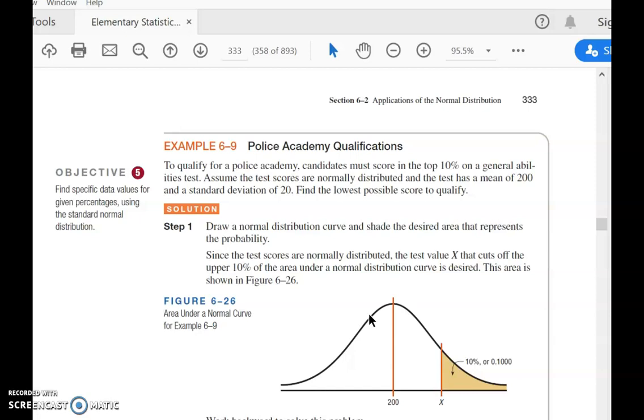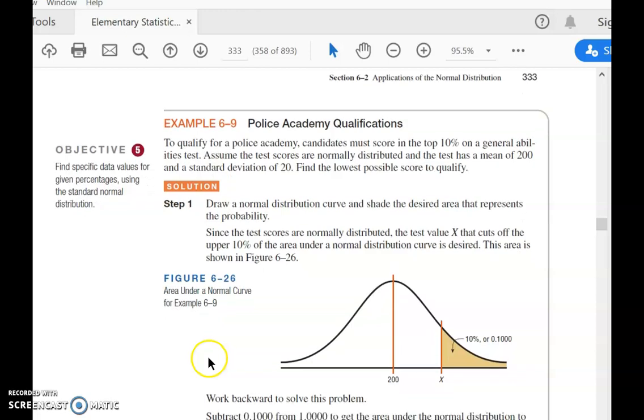Now that's a legitimate question, right? If you had all this data, you'd say, I want to know what's the top 10%. You'd want to know this. So you draw the curve. Here's the curve. 200 is the mean. This is what we're looking for: that data point x, the measurement point x, such that 10% is to the right. So what's the cutoff? Is it 90%? Is it 85%? Whatever it happens to be, what's that test score?